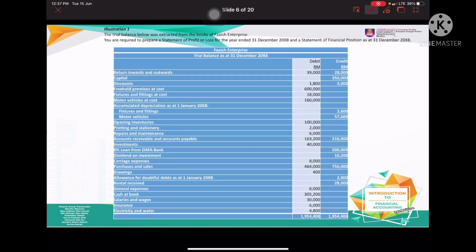All right, for illustration one, this is the trial balance for the company. We are required to prepare the profit or loss for the year ended 31st December 20x8, and the statement of financial position as at 20x8. So this is the company's name and this is the trial balance. We are being given the trial balance. All right, we move one by one on the items.